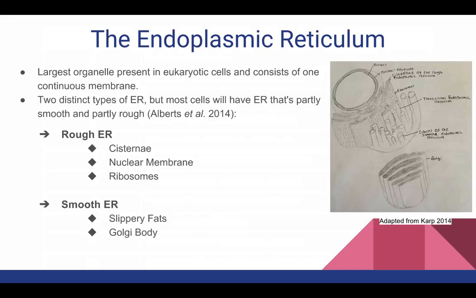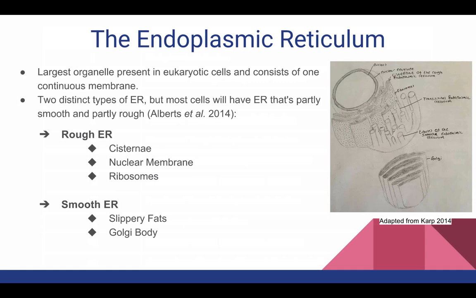The endoplasmic reticulum is the largest organelle found in almost all eukaryotic cells. This is all except the mammalian red blood cells, and is absent in all prokaryotes. It is one continuous membrane that consists of a network of tubules, vesicles, and cisternae, which extend throughout the cytosol.